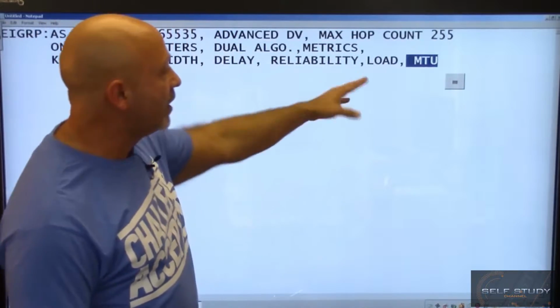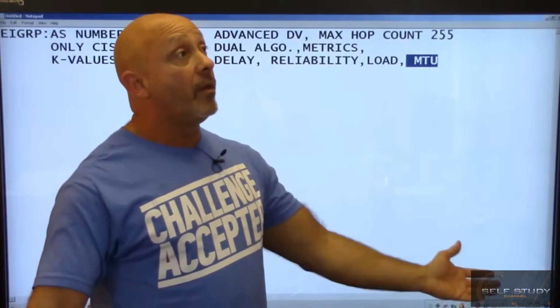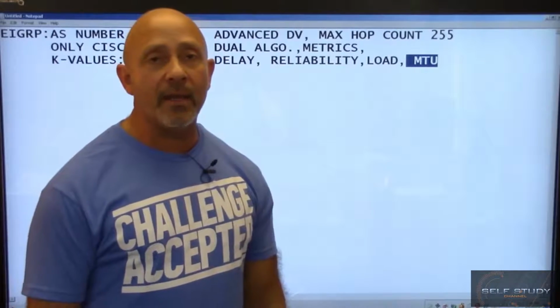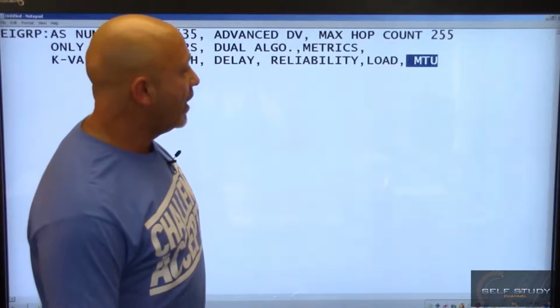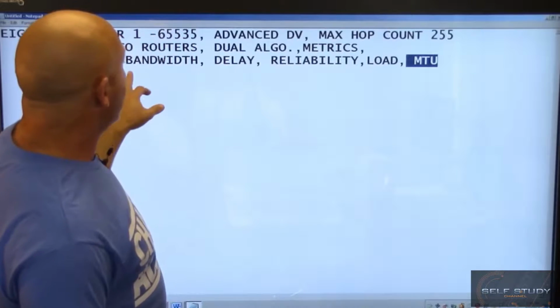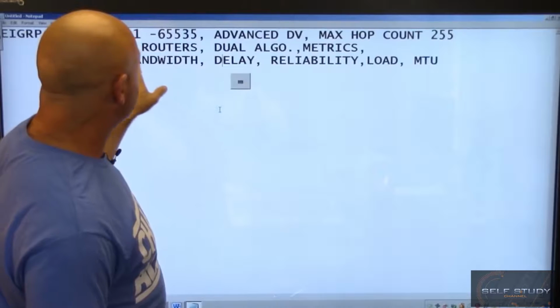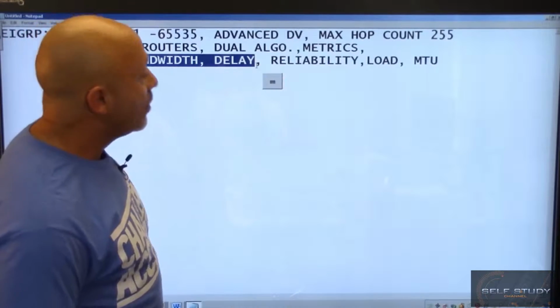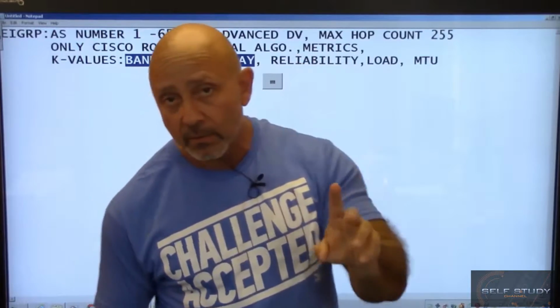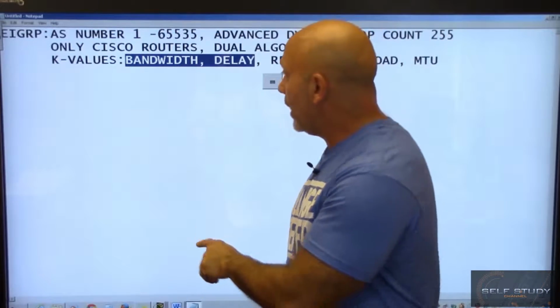Some people say that it does use the maximum transmission unit. There are questions in the exam that may ask you what's the maximum transmission unit, which is 1500 by default, bytes. But what's on is bandwidth and delay. Those are the defaults that it uses.